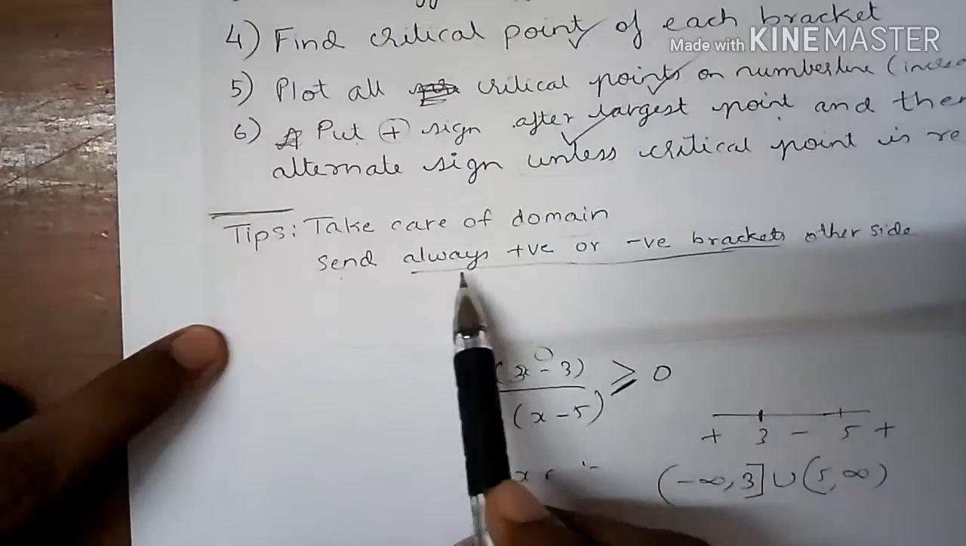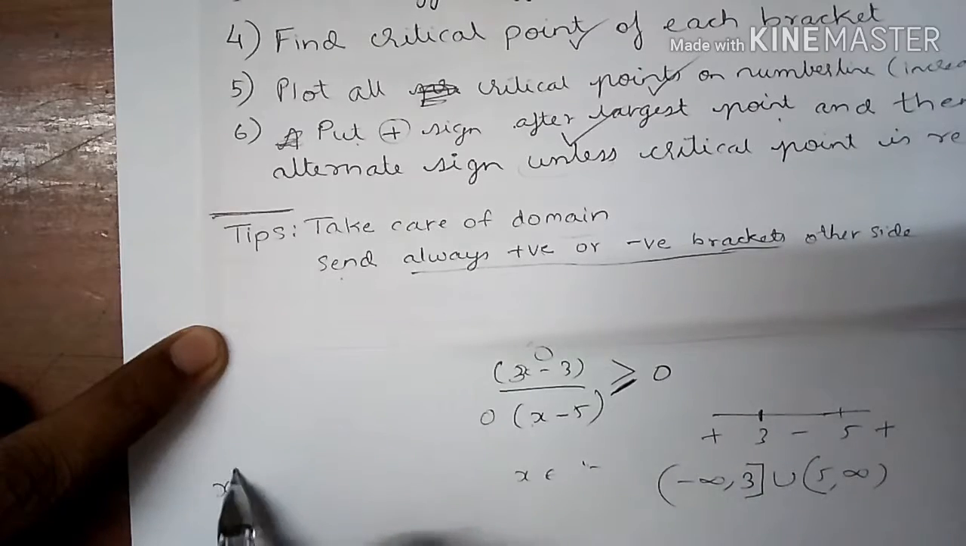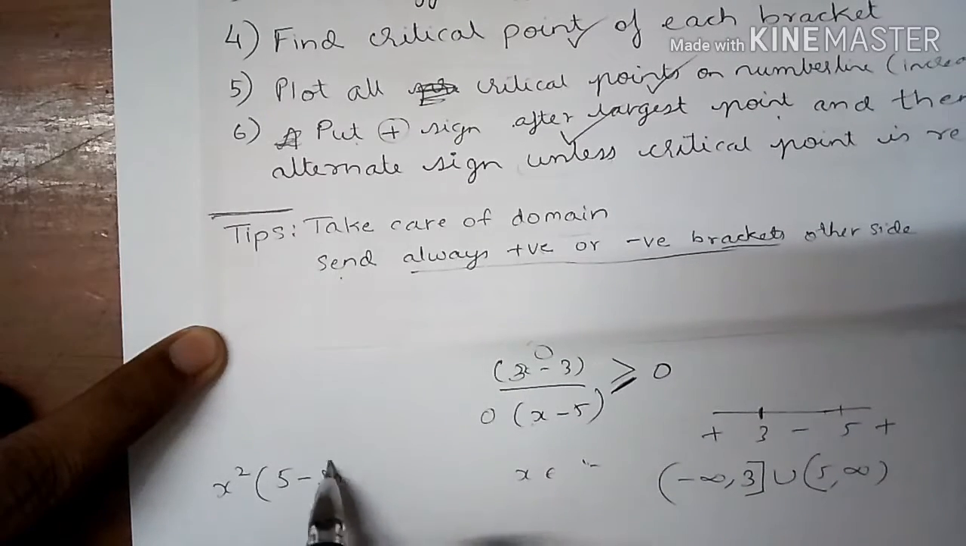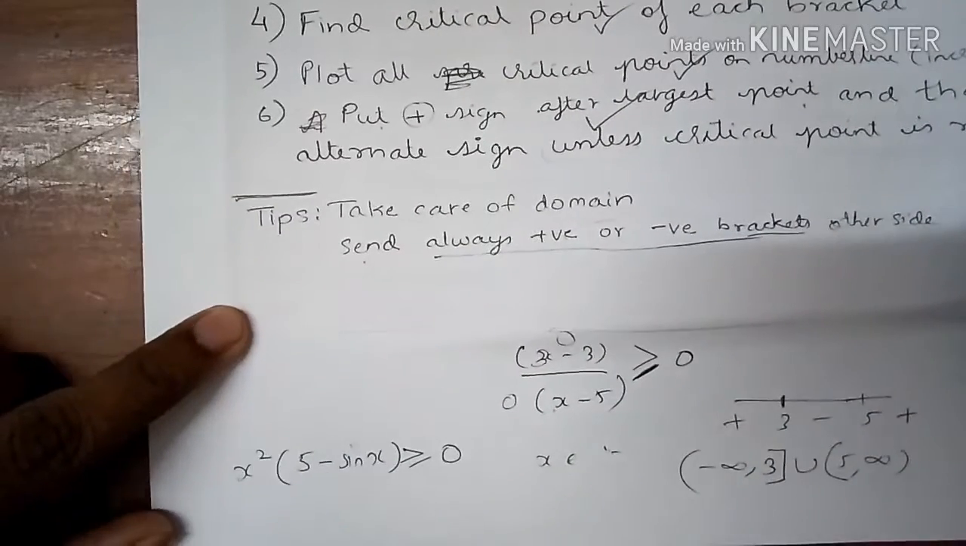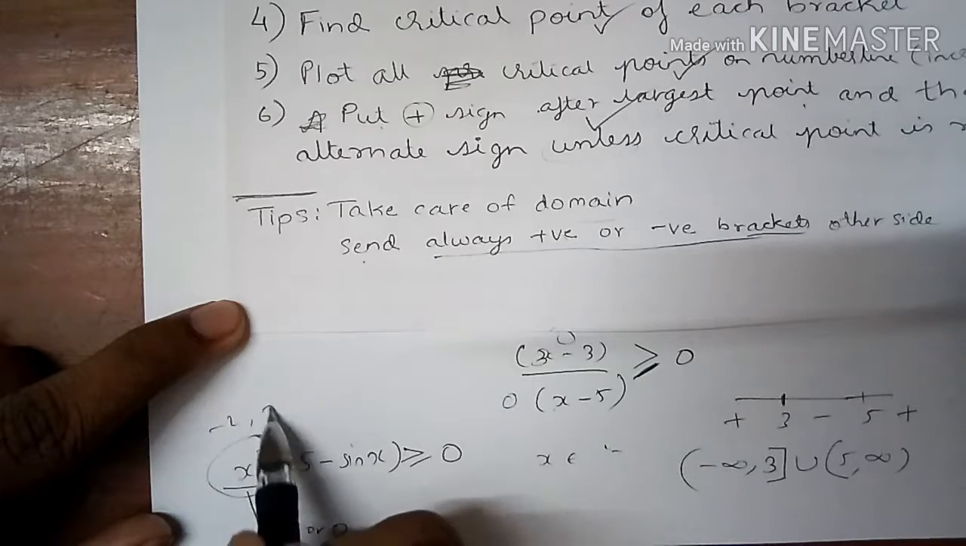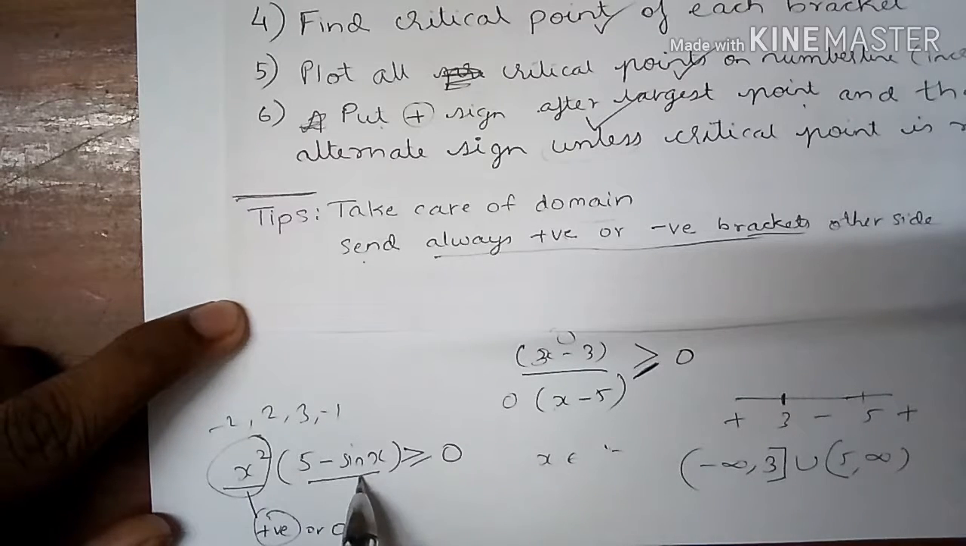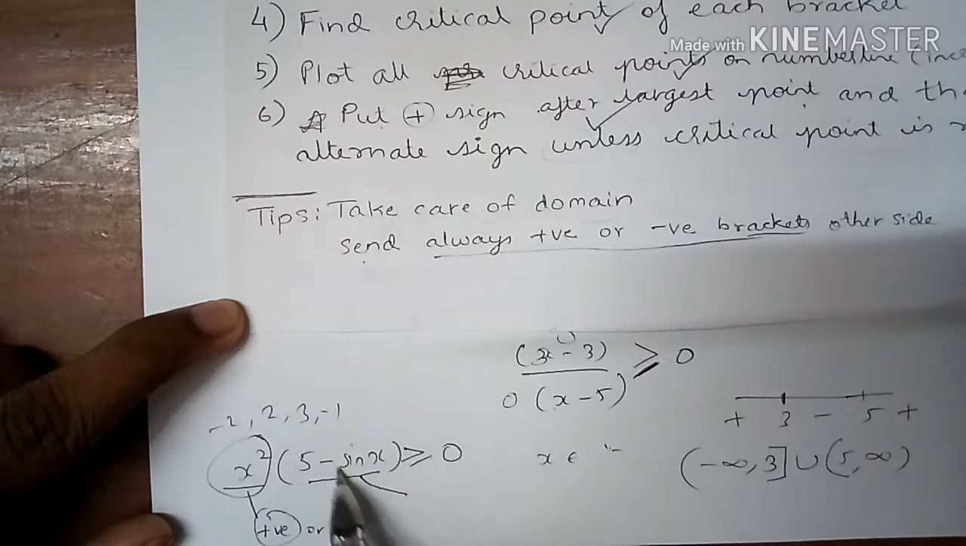And the other tip is to send always positive and always negative brackets to the other side. And what do I mean by this? There's a question like this. So this entity is either always positive or 0 for any value. If you put minus 2 or 3 or minus 1, any value inside for x, it will either be positive or it will be 0. But for this bracket, sin x value is always between minus 1 and 1. So 5 minus 1 or 5 minus minus 1 is always positive. So this bracket is always positive.